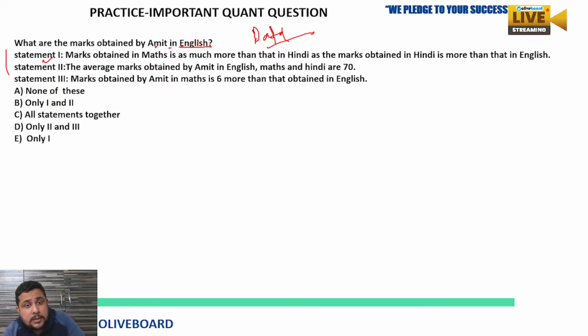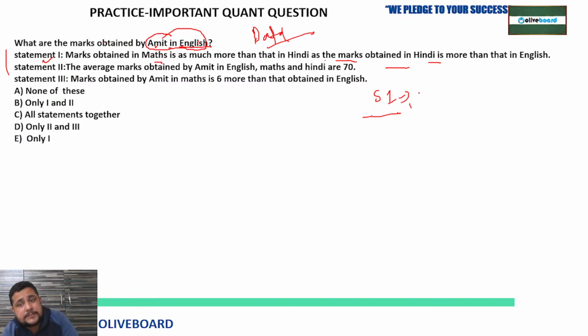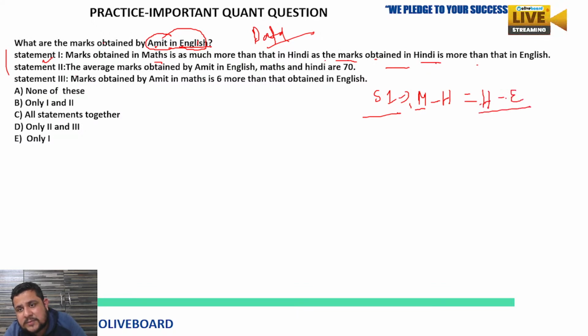Statement 1. Marks obtained by Amit in English, we need to find out. See, this is our target. Now, marks obtained in maths is as much more than Hindi. So if I consider the first statement, it is given: marks obtained in maths is as much more than that in Hindi, as the marks obtained in Hindi is more than that in English. Okay, so they are talking about what? Maths minus the marks of Hindi is actually equal to what? The marks obtained in Hindi is more than that in English, so Hindi minus English. This is the difference between Hindi and English. So this is what they are talking about in statement 1. So by the help of that, can we determine the marks in English? No. So statement 1 alone is not sufficient.